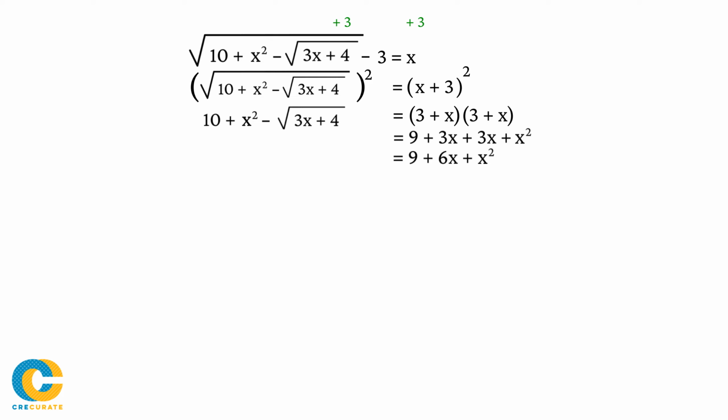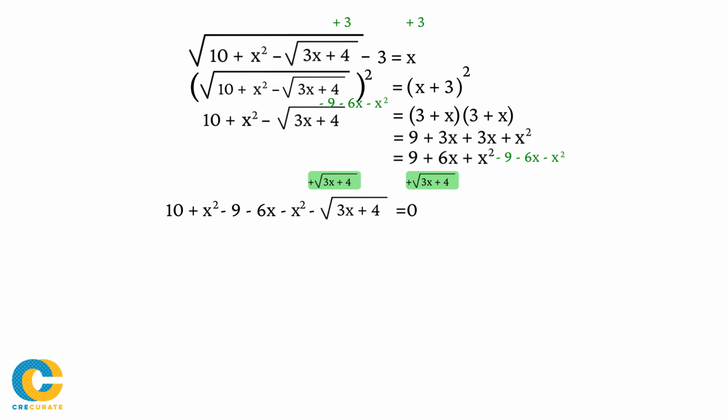further by ensuring that the square root is on one side of the equation while the rest of the terms are on the other side. We do so by adding and subtracting the same terms on both sides. Adding the like terms together, we end up with 1 - 6x equals the square root of 3x + 4.